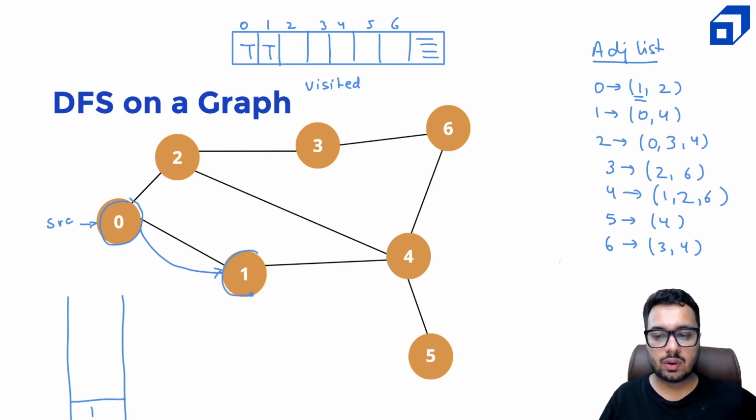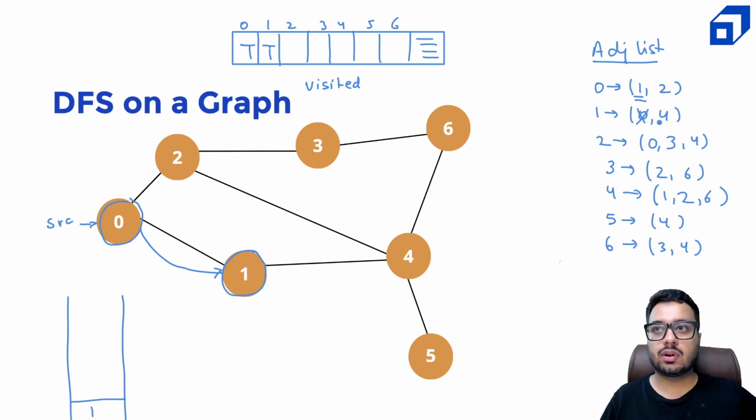And now from 1, I can go to some neighbors, right? So 1's neighbors include 0. 0 is already visited, so I will not go there. If I go, I just come back, right? So this 0 is already visited, so I will not make a call.